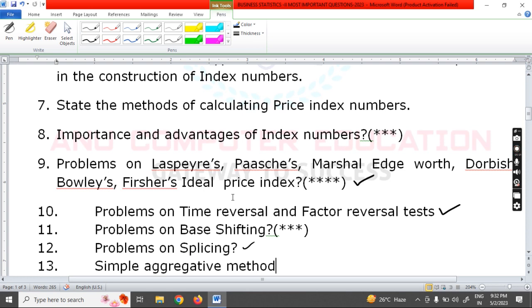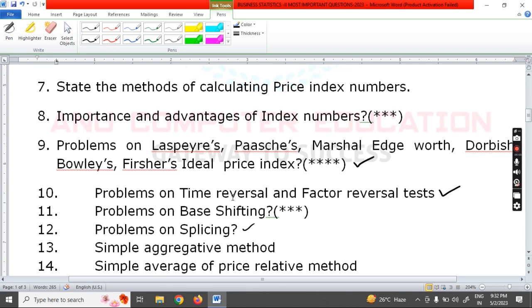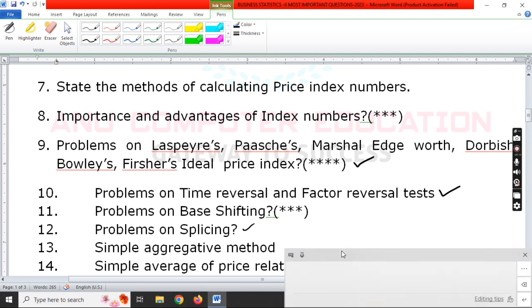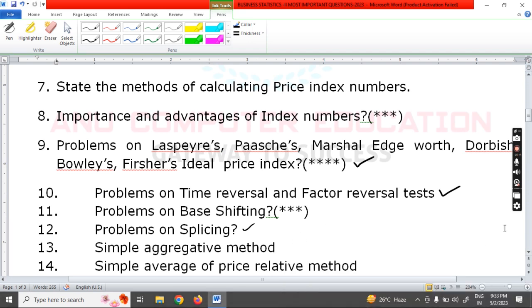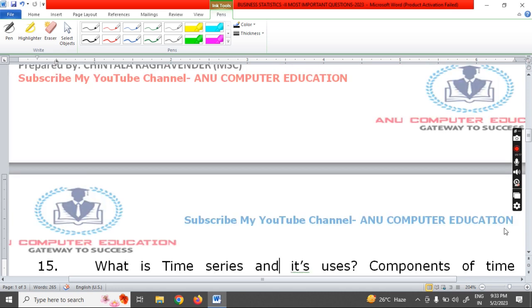You have to explain everything. Next, you can expect 4 marks questions on the aggregative method and the simple average of price relatives method. These are the short answers. You can expect these questions as 4 marks questions. Okay. So next, when it comes to unit 3.